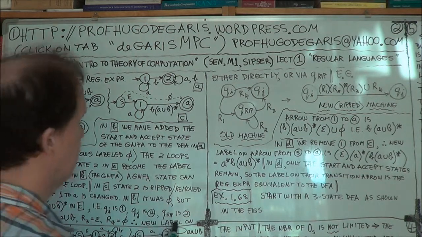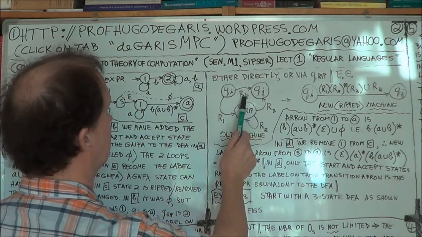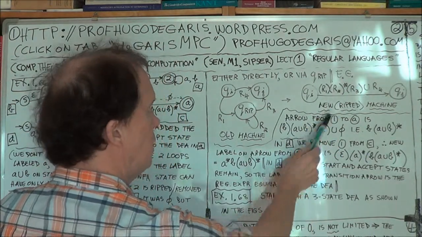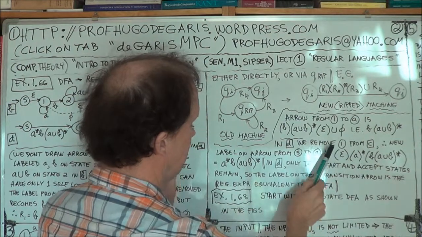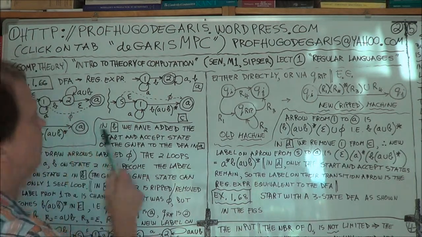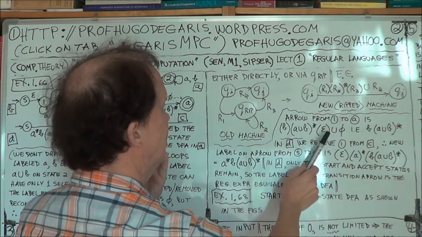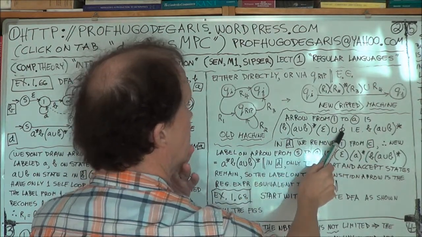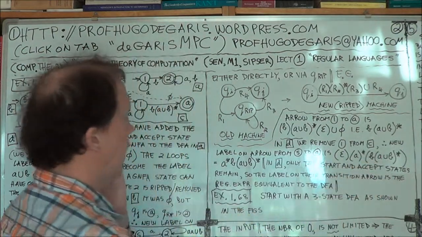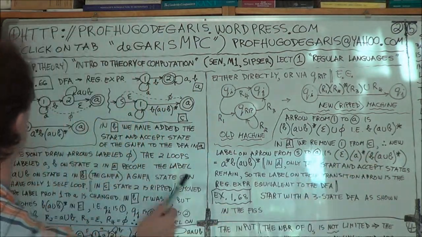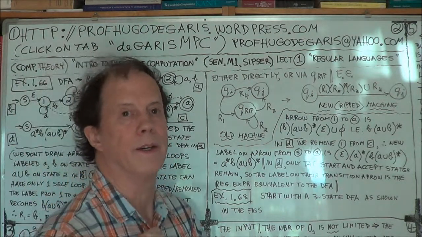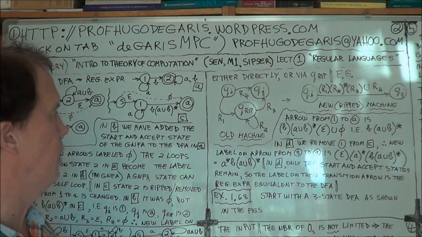So the new label here would be R1, which is B, concatenated with this starred, so (A union B) starred, concatenated with R3, which here is epsilon, and union with R4, and R4 is the empty set. Well, that simplifies down to just B and the star of A union B. So you put that label here, going from 1 to A. That's your new regular expression you put on that transition arrow.